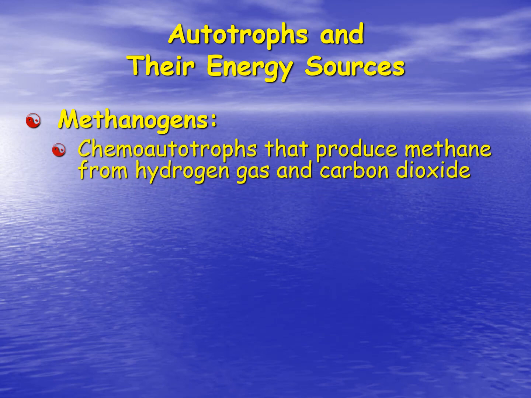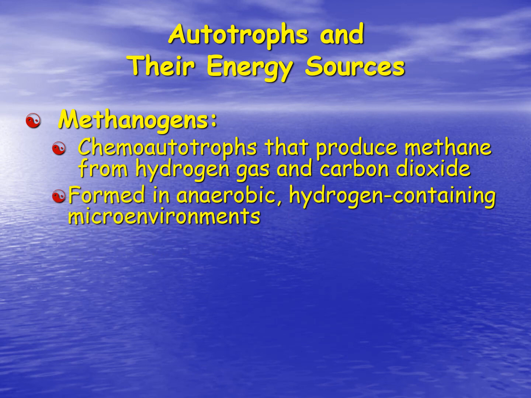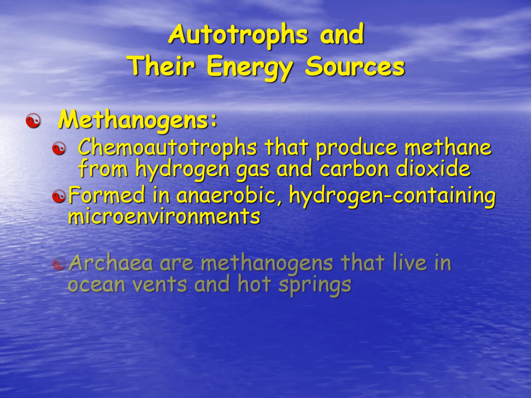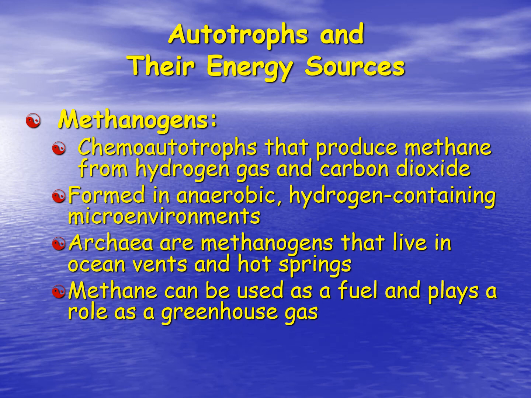The methanogens. These are chemoautotrophs that produce methane from hydrogen gas and CO2. They're found in anaerobic, hydrogen-containing microenvironments. For example, in the ocean, at a particular depth, there is a layer of methane gas, and that's where many of these methanogens live. They often also live in deep ocean vents and hot springs. Methane produced by these methanogens can be captured and used as a fuel, but it may play a role as a greenhouse gas.